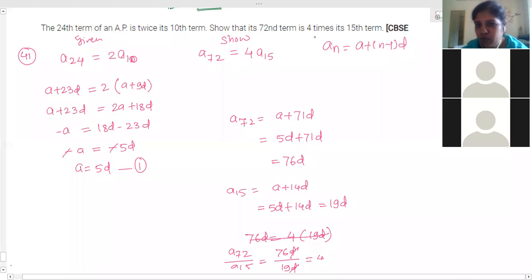We don't know A, we don't know D, but we know n. So n is 24 for the 24th term and n is 10 for the 10th term. So we have to substitute and simplify. When we simplify, we got A is equal to 5D.